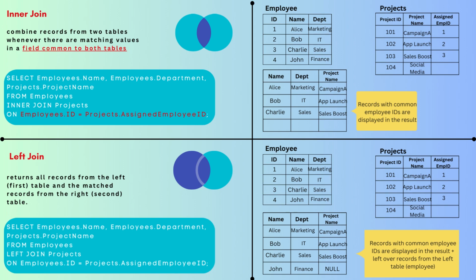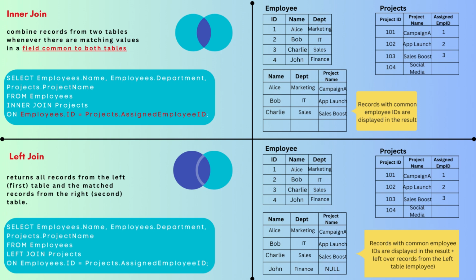Now let's start with the inner join. Inner join combines the records from the two tables whenever there are matching values in a field common to both tables. When I say field common to both tables, that is the employee ID. So whenever there is a match, that's the record which will be displayed if you use the inner join.